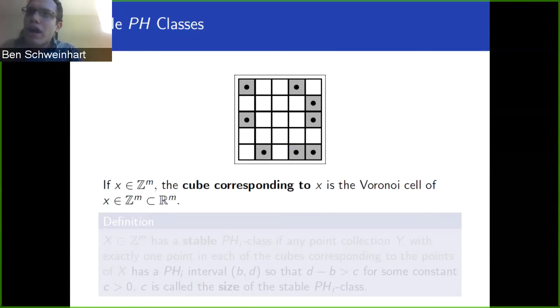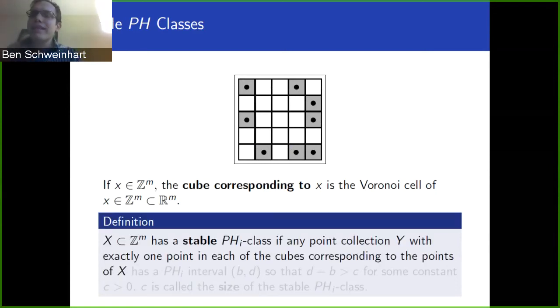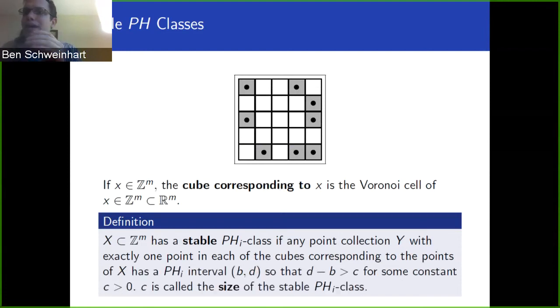First of all, for a point in the integer lattice, we associate to it the Voronoi cell, so we get a cube. Here we're looking at the dots as our points in the integer lattice, and we associate to them their Voronoi cell, the cube around them. And then we say that a subset of the integer lattice has a stable persistent homology class if any point collection with exactly one point in each of the boxes gives us a persistent homology class of size bounded greater than 0, by some constant c greater than 0.